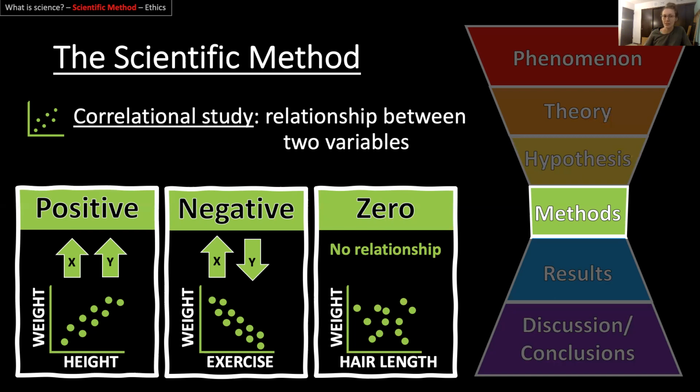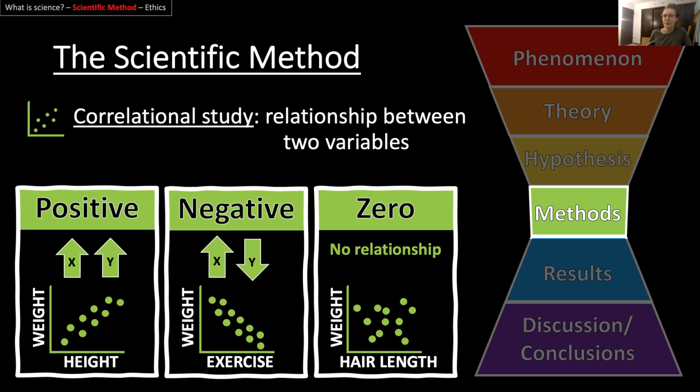Conversely, a negative association might be the amount of exercise you get and your weight. So if you think about this, if you don't exercise much at all, you might be a little bit heavier. Whereas if you routinely exercise all the time, it might help you slim down. So this might be a negative relationship between the amount of exercise you get and what your weight is.